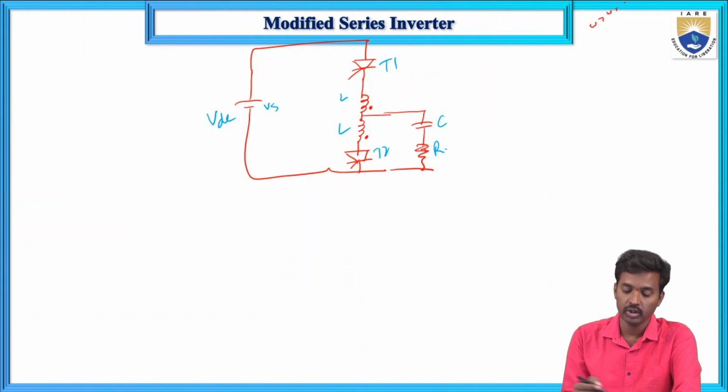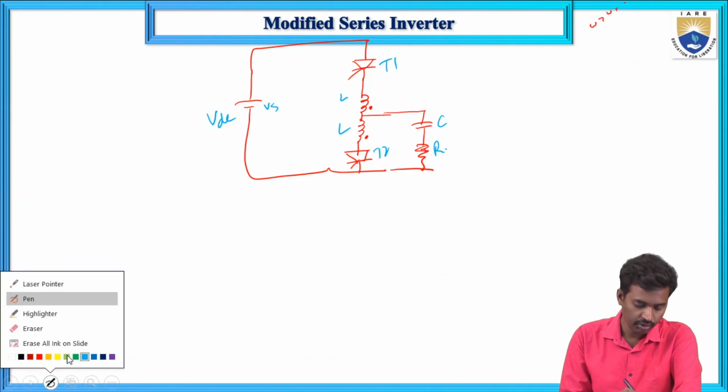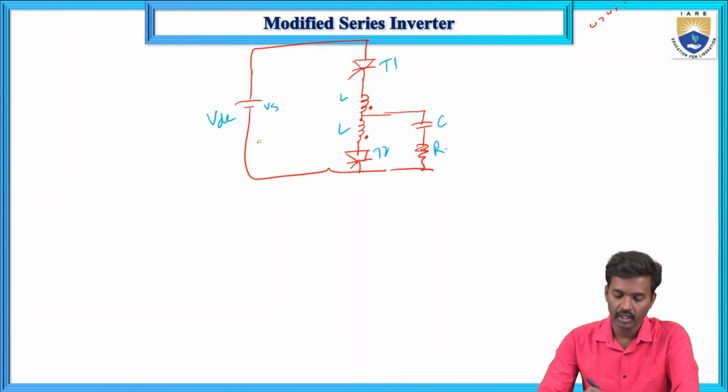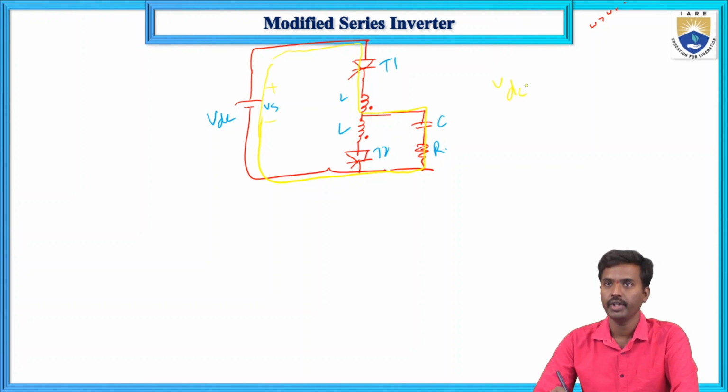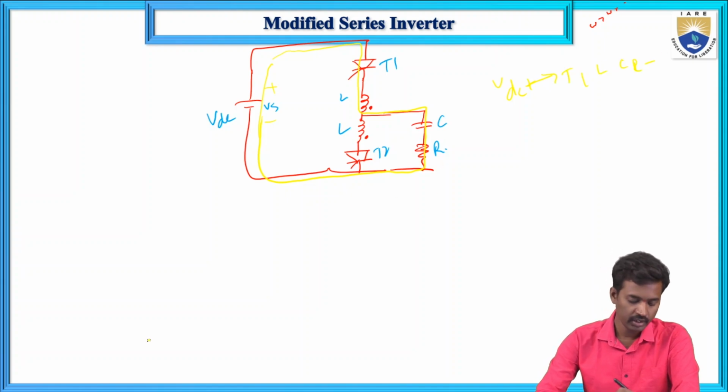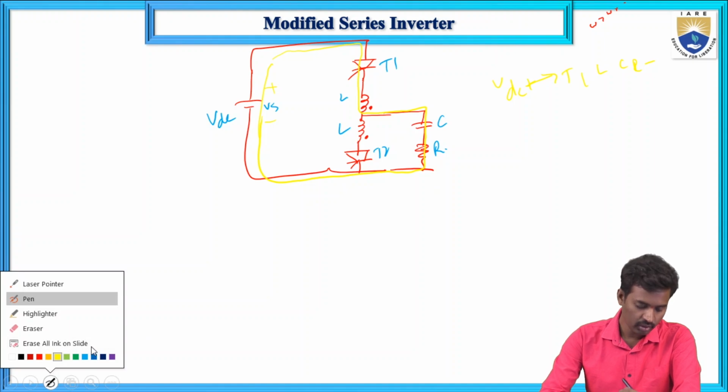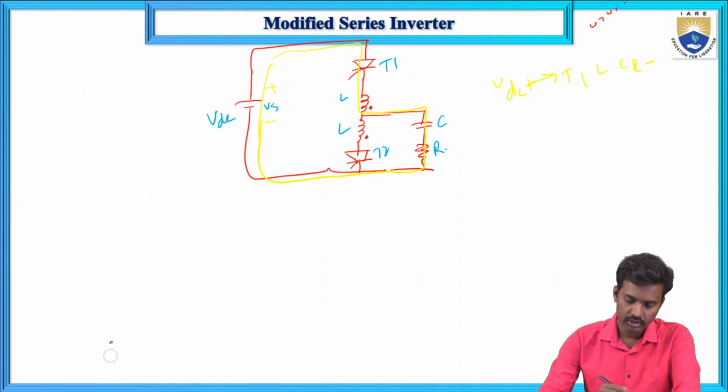In the first mode, what will happen? Current is flowing from the plus terminal, through T1, this L, then through C and R, and again comes back to the negative. So the path is VDC plus, T1, L, then C, R, and then minus VDC.